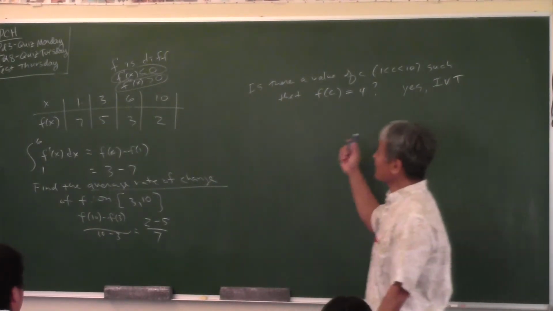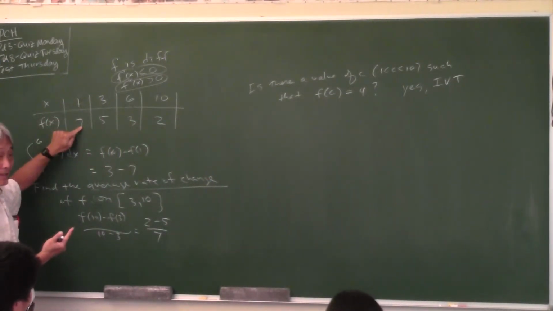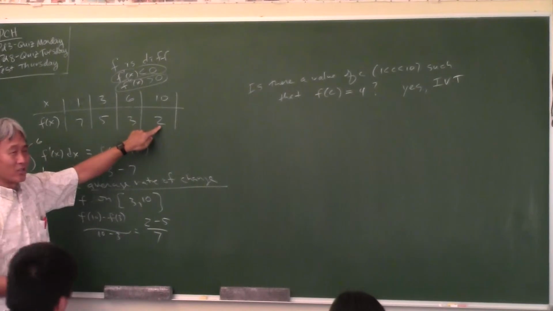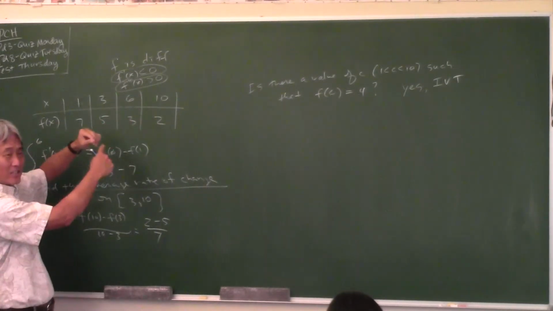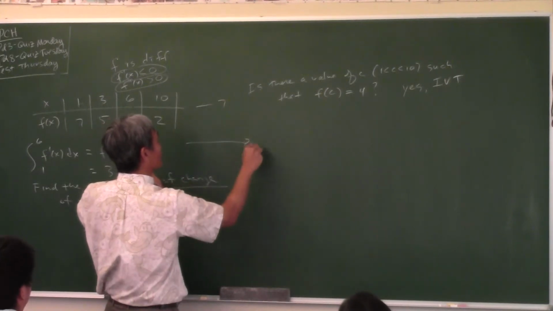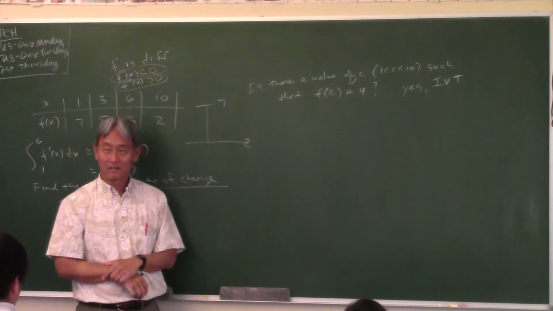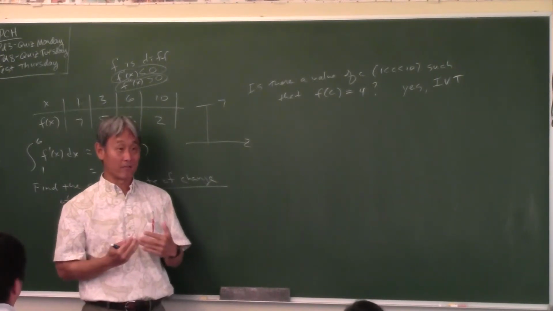The intermediate value theorem says, look, it's like here. The y coordinate at 1 is 7, right? The y coordinate at 10 is 2. To get from 7 to 2, just think about it, don't you have to hit 4 somewhere in between there? That's the intermediate value theorem.